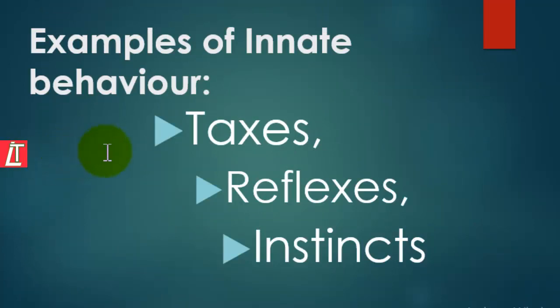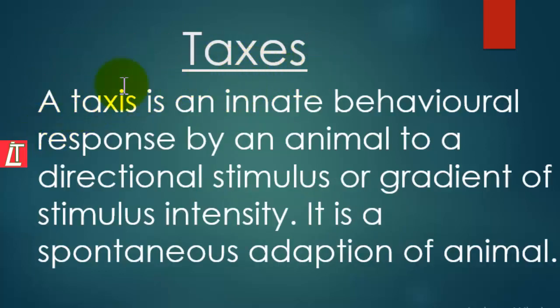Examples of innate behavior: taxes, reflexes, instincts. Let's talk about taxes. A taxis is an innate behavioral response by an animal to a directional stimulus or gradient of a stimulus intensity. It is a spontaneous adaptation of animal.